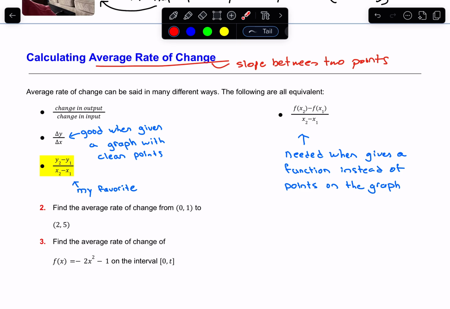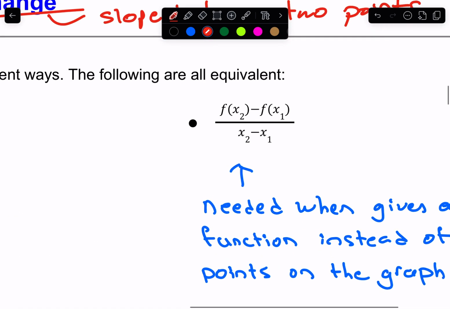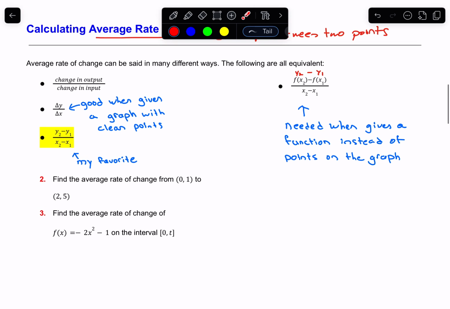than the other. So if we have 2 points, y2 minus y1 over x2 minus x1. If we have a graph, rise over run, or delta y over delta x. And if we have a function, such as in number 3 here, then we want to use f of x2 minus f of x1 over x2 minus x1, which is really just y2 minus y1 over x2 minus x1, but we don't know what y2 is yet, so we have to calculate it. So we plug x2 into f. All right, so let's go ahead and do this.